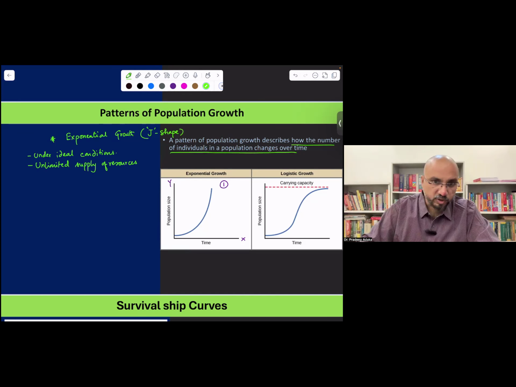That is exponential growth, where it has a J-shaped curve under ideal conditions, for a short period of time, because plenty of resources are available, but they are always limited. So for a short period of time you can see this kind of curve, but definitely once the population reaches the carrying capacity of the ecosystem, it will crash. Second type is your logistic growth, which has an S, a sigmoid curve.